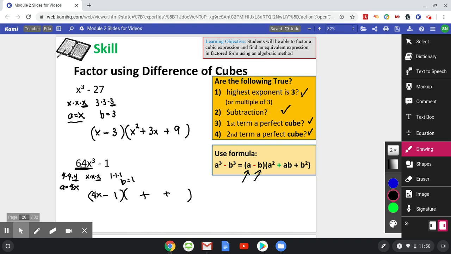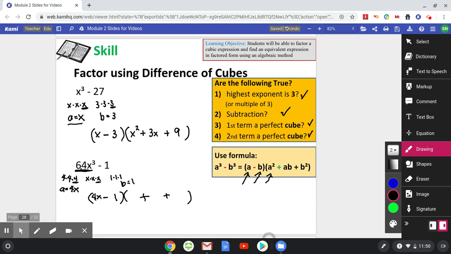Moving on to the second parenthesis, we have an a squared. Now a is 4x. So I will be putting (4x) squared. The reason I put it in parentheses is because now we have a number and a letter, so we're going to have to multiply a little bit more. The next term is a times b. A is 4x. B is 1. So if we multiply 4x times 1, we get 4x. And the last term is b squared. B is 1. 1 squared is 1. This one has an additional step because our term is composed of a letter and a number.